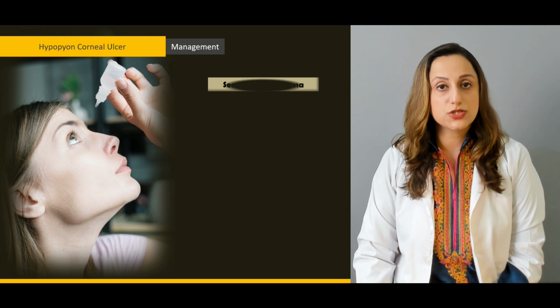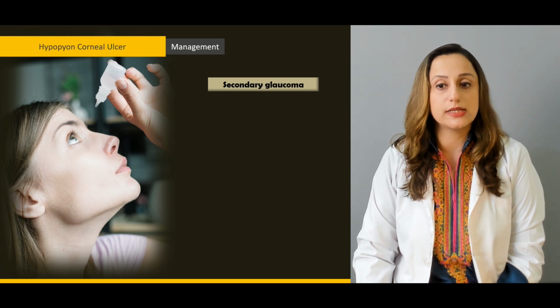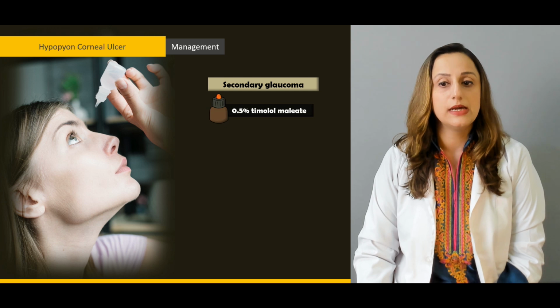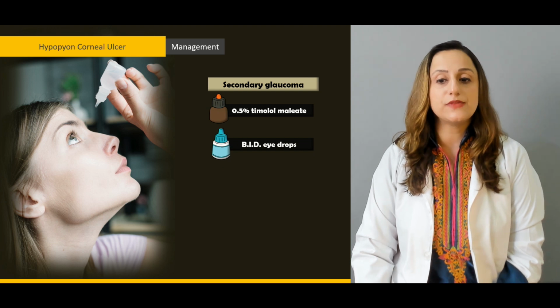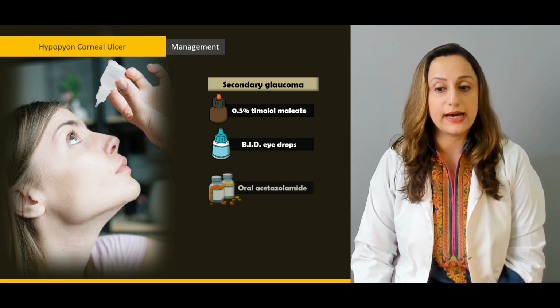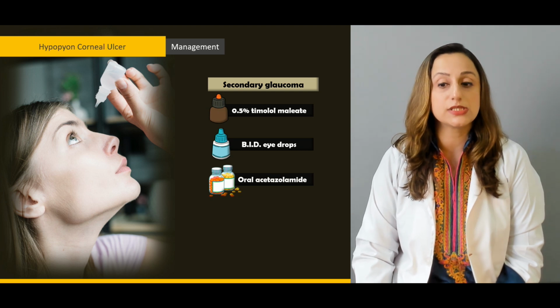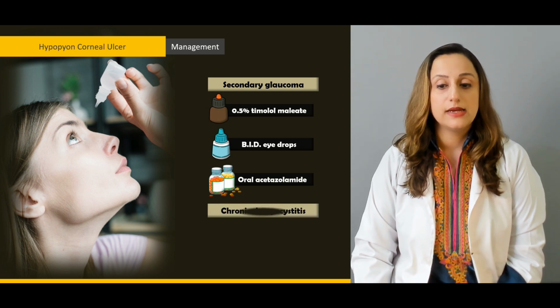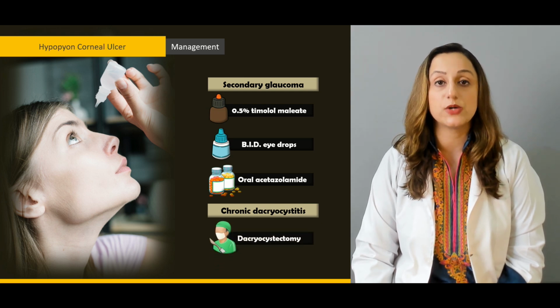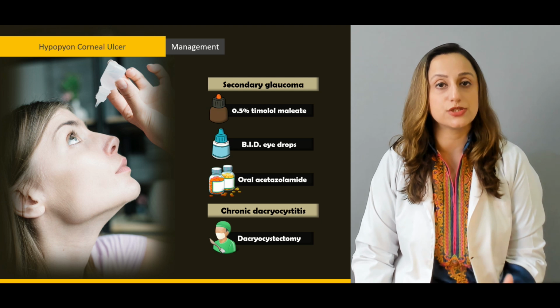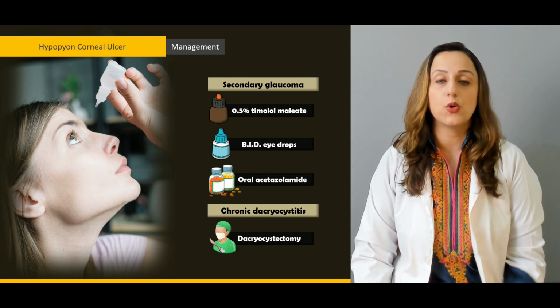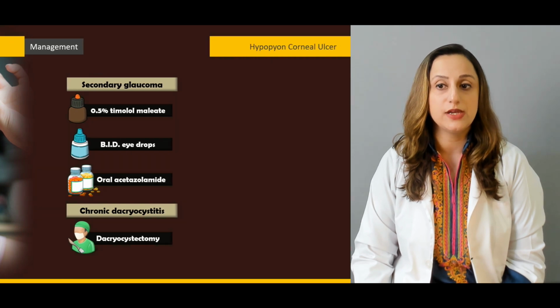The management in cases where a hypopyon occurs along with a corneal ulcer: you have to manage the secondary glaucoma by giving 0.5% timolol maleate. You can also give BID eye drops along with that. Then we can prescribe the patient oral acetazolamide. For chronic dacryocystitis, we perform dacryocystectomy procedures. If that is the cause or the major factor contributing towards the corneal ulcers, then we have to perform this surgery for the final cure or the final treatment in these patients.